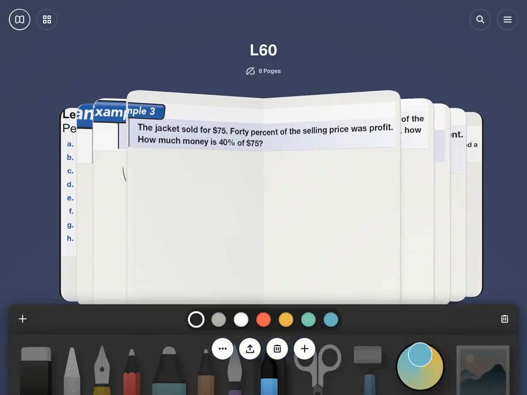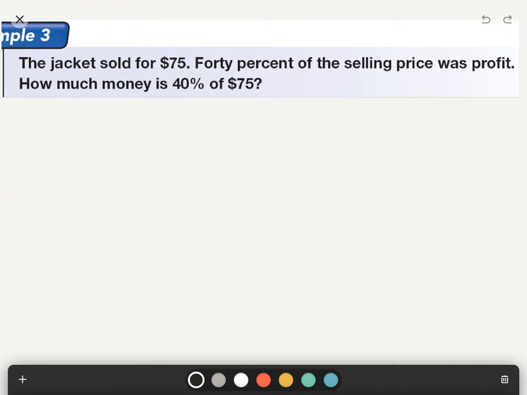Okay, so getting into percentages, it's just a matter of thinking in terms of converting that percentage into a number you can use in an equation. Works for either a decimal or a fraction. So say the jacket sold for $75. 40% of the selling price was for profit. So how much money is 40% of $75?